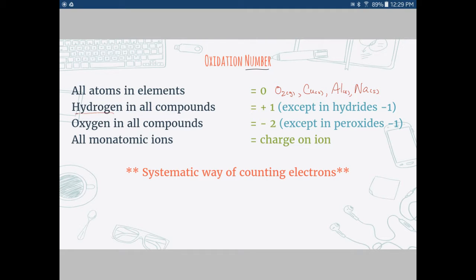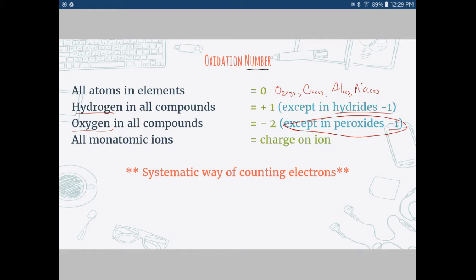Hydrogen in all compounds has an oxidation number of +1, except in hydrides. A hydride is a compound of hydrogen with a metal, which is rare in terms of this course. Oxygen has an oxidation number of -2, except for peroxides, where it has an oxidation number of -1.